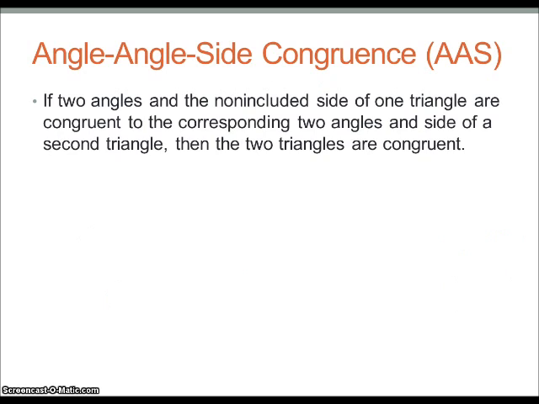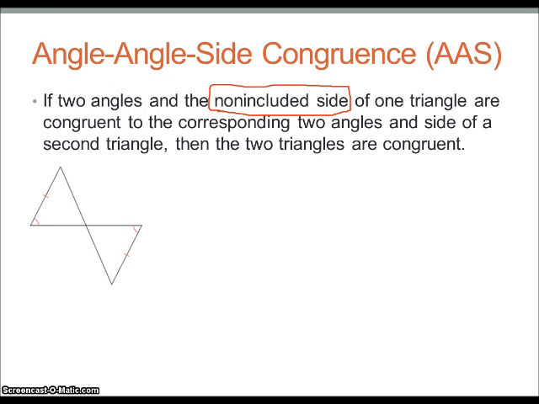The last one we're going to look at is angle angle side congruence, or AAS. Again, order does matter. And all this says is that if two angles and the non-included side of one triangle are congruent to the corresponding two angles and side of a second triangle, then the two triangles are congruent. So we have to keep in mind that we have two angles and one side, and we have to look at the non-included side, right, which is just the opposite of included, where it's not between the angles, but it's on the outside. All right.